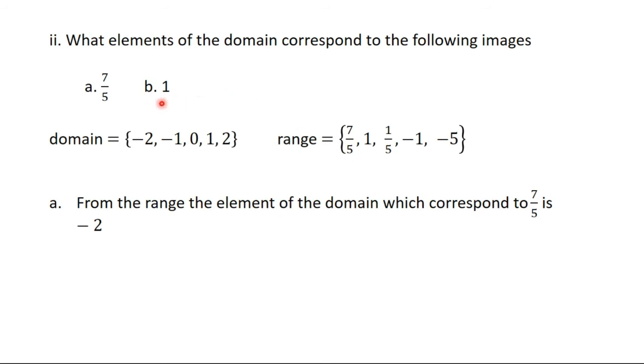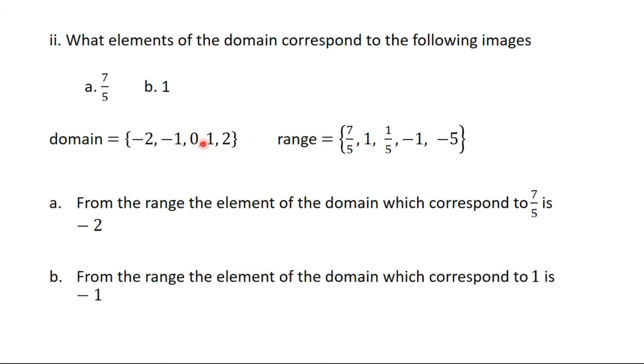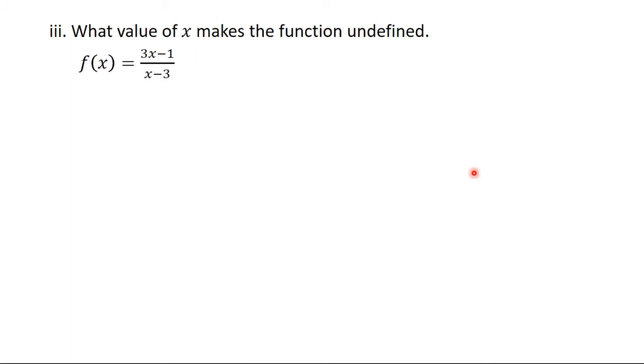And in the same way, the element in the domain that is giving us 1 is negative 1, because from the calculation that we did, we saw that the image of negative 1 is 1 in the range. I hope that is clear. In the same way, the image of 0 is 1 over 5. The image of 1 is negative 1, and the image of 2 is negative 5. Let's look at the next one.